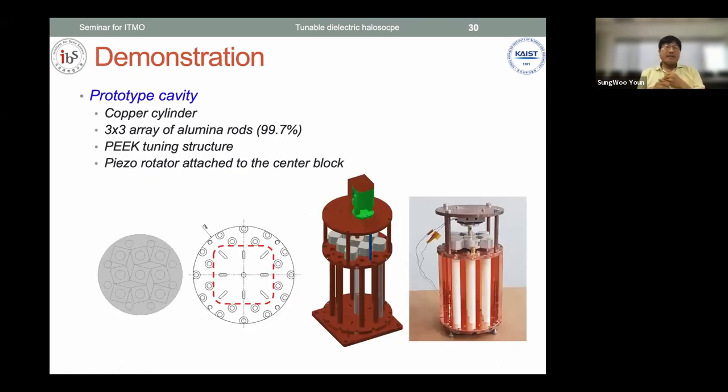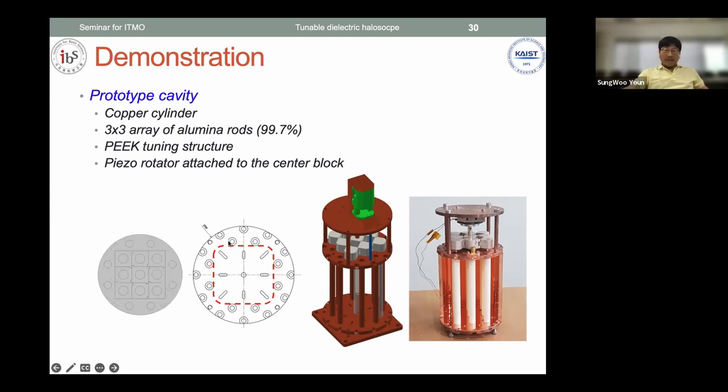All right, so for the demonstration, we fabricated the prototype cavity. We have the copper cylinder and the 3x3 array of alumina rods, 99.7% high quality. The tuning structure is made of PEEK, the plastic material, and this forms the final skeleton of our prototype. You see a copper structure, inside of which we have the alumina rods, and we have tuning structures on top of it, and the center part is attached to the rotator, so you can rotate those things.